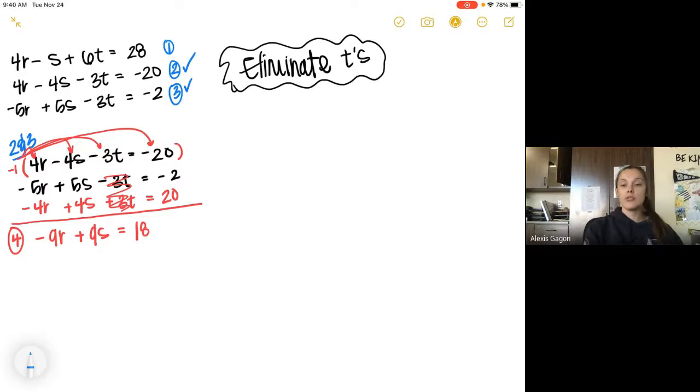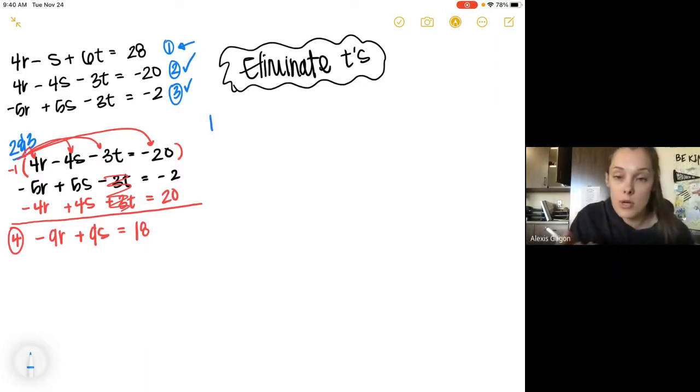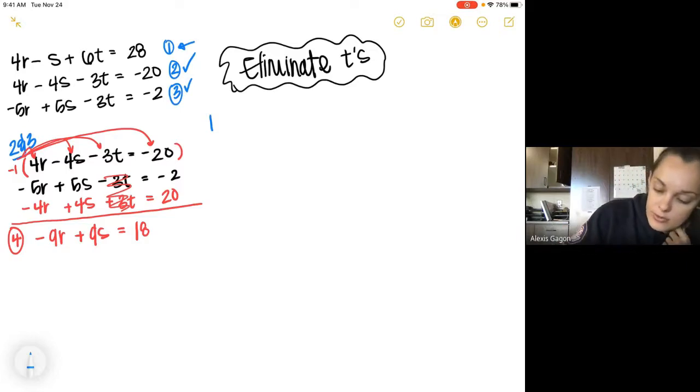We have to use equation number 1. We can't just leave equation 1 out, or else we're not actually solving the system. So I have to pair equation 1 with either equation 2 or equation 3. It does not matter which one I choose. I'm just going to choose 2.